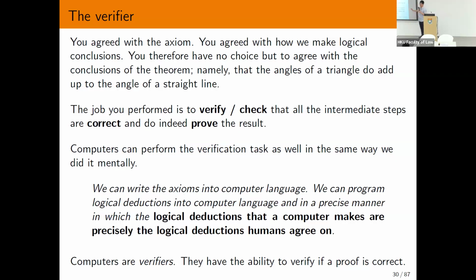Computers can also do this, and they can do it in the same way that we do. You can code up all these axioms in a computer language and program logical deductions, and then the computer is able to make deductions or verifications in exactly the same way that we do. So computers can be verifiers. Computers have the ability to verify if a proof is correct.